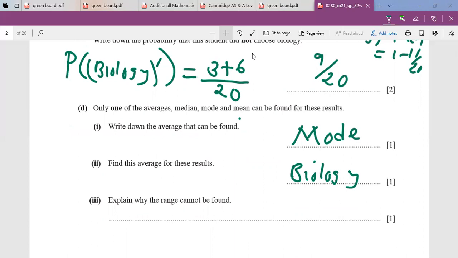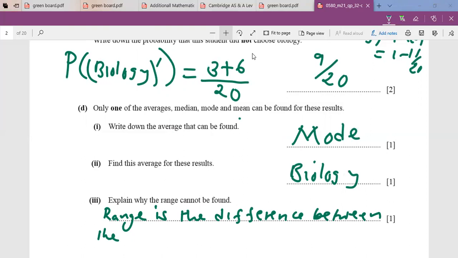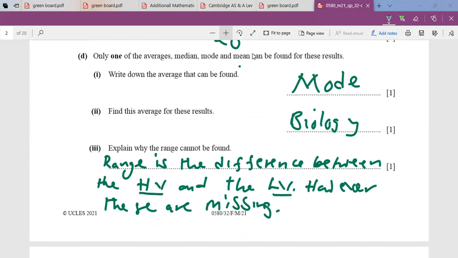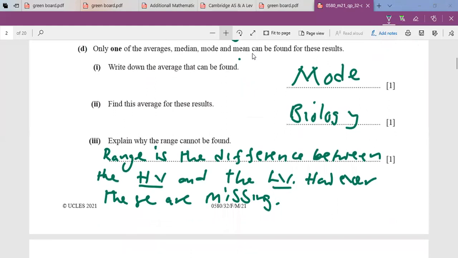Explain why the range cannot be found. The reason is, you know, range is the difference between the highest value and the lowest value. However, these are missing. So hence we can't find the range, because the highest value and the lowest value are not there. Hence we can't find the range, and that is our answer.